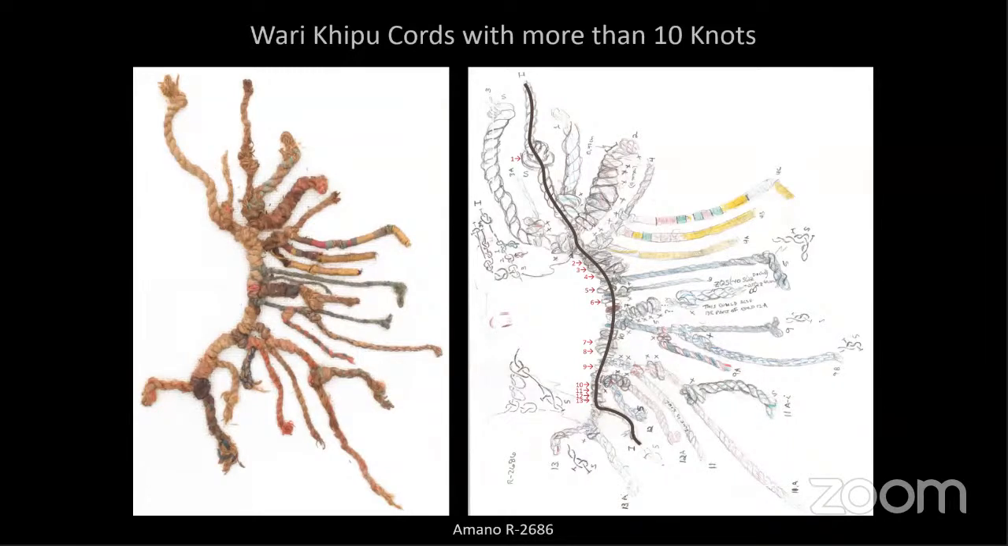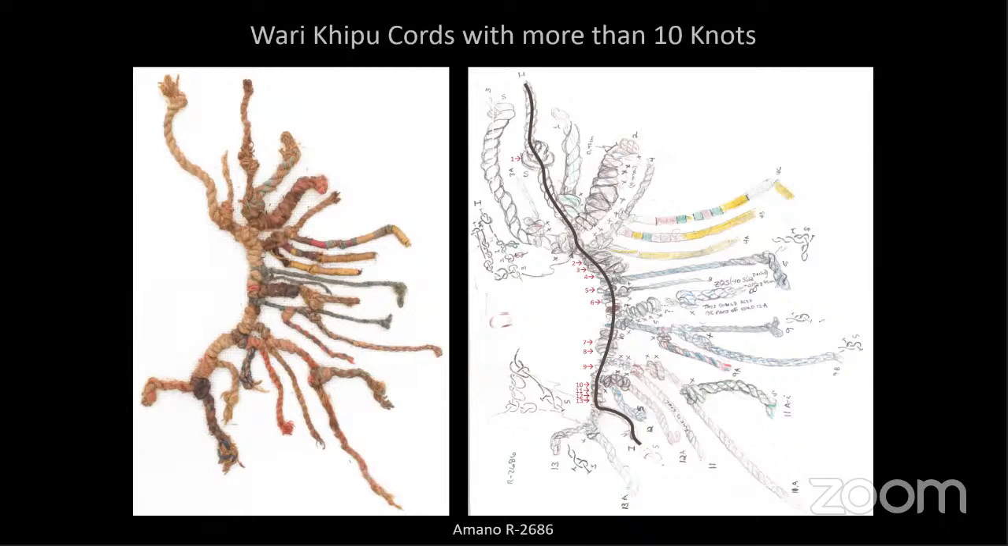In other words, in cords with more than 10 knots, the knots were differentiated in some way: by adding wrapping either between the knots or to the knots, by altering the knot twist, by increasing the knot's complexity, such as doubling it, or by adding a supplementary yarn.